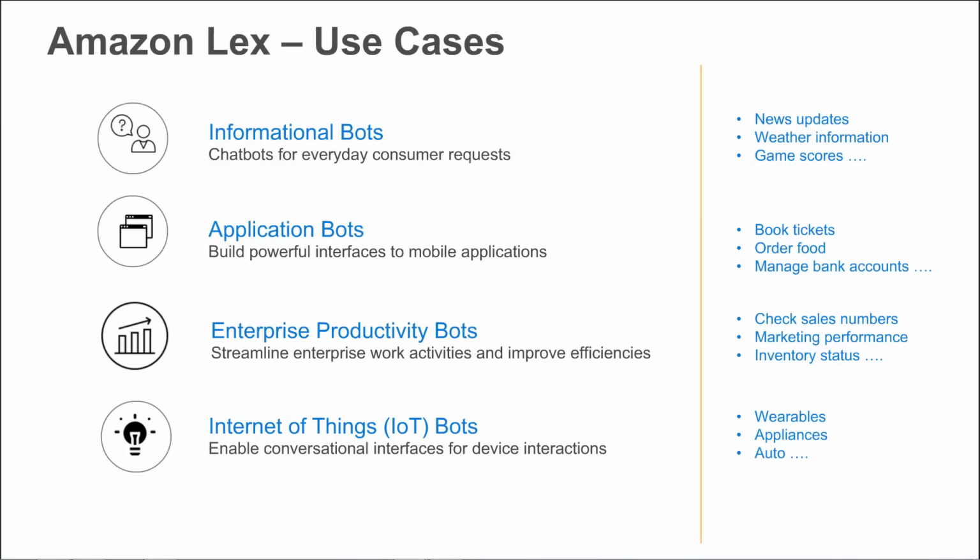You have enterprise productivity bots where, like we were seeing just a few slides ago, you could check your sales numbers, your marketing performance, your inventory status, who you need to call. And you can even have enterprise productivity bots for things like help, right? So how do I reset my password? Or how do I get a new device, and so on.